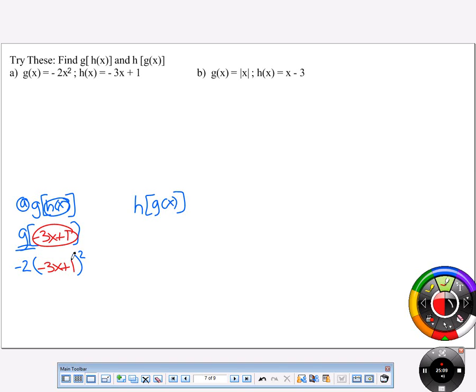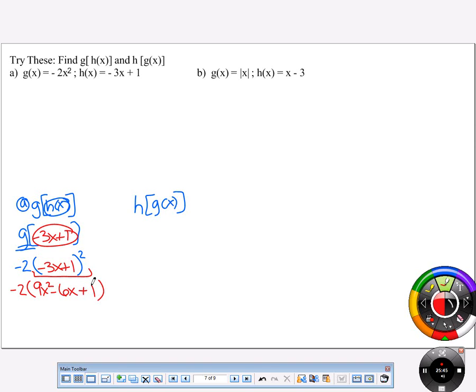And then you have to use all the skills you know about multiplying, adding, subtracting, like terms, all that kind of stuff to simplify this. So the first thing you would want to do is you would want to square this. Okay? So you're going to have -2 times whatever that is once it's squared. Who can tell me what -3x plus 1 is when you square it? Elijah. Good. Great job, not just squaring both terms.